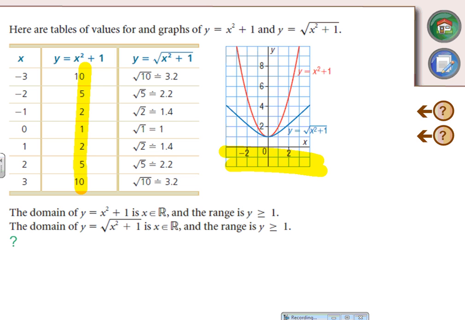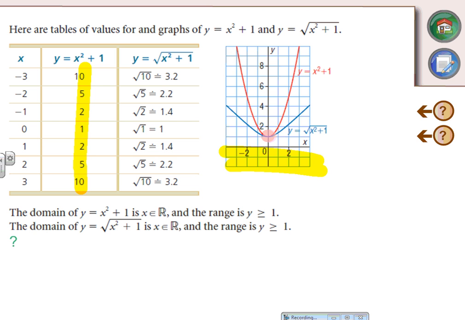Remember, our invariant points are always on 0 on the x-axis and when y is 1. We have an invariant point there when y equals 1, but we don't have an x-intercept. So we're just going up from the vertex point there.